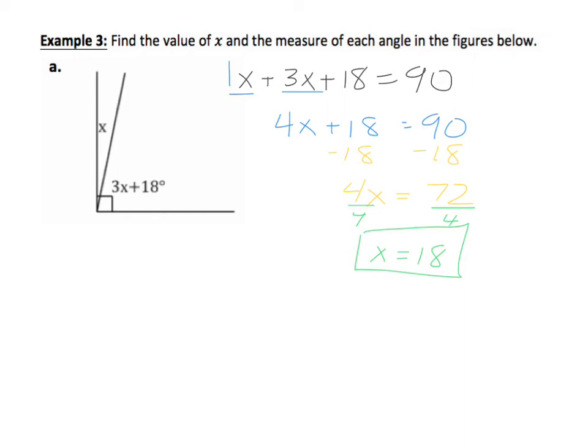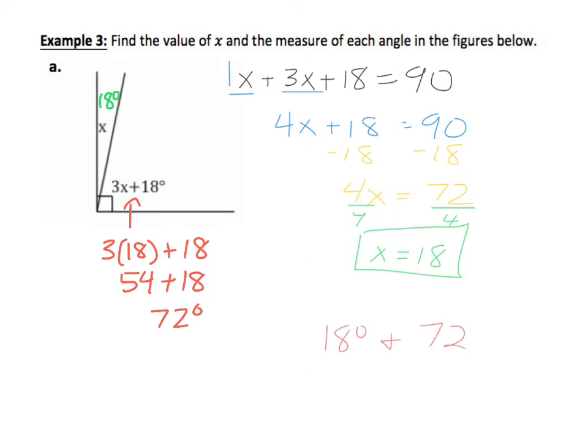Now let's use that value of x to find the measure of each of the angles in the figure. So already we know that this angle here is 18 degrees because that's just x. But to find this value, we need to evaluate the expression. So let's go ahead and do 3 times 18 plus 18. And that would make 54 plus 18, which is 72 degrees. So the value of our two angles are 18 degrees and 72 degrees.